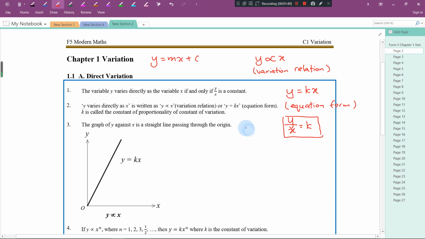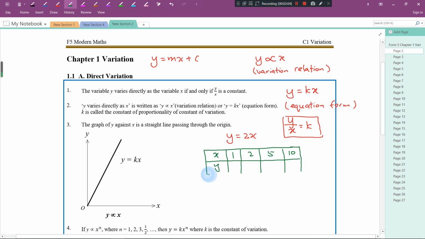Let me give you an example. Let's say I have the equation y equal to 2x. Let me draw a table and give some values to x, and then we calculate the value of y. x: 1, 2, 5. Let's try one more, 10. When x is equal to 1, 2 times 1 you get 2. When x is equal to 2, 2 times 2 you get 4. When x is equal to 5, 2 times 5 you get 10. When x is equal to 10, 2 times 10 you get 20.